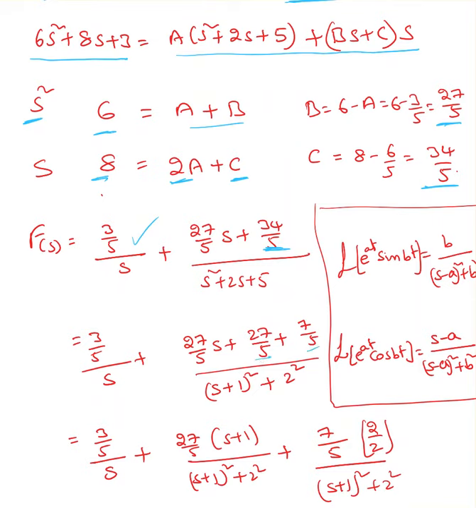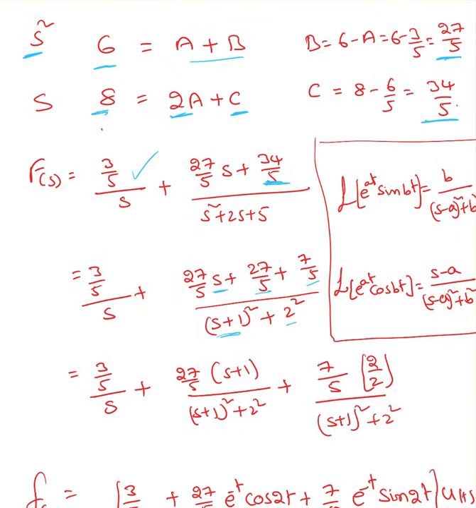Why am I doing that? So that I can take out this 27 by 5 as the coefficient of this s. At the same time, the denominator s square plus 2s plus 5, I can write as (s plus 1) whole square plus 2 square. Now here I separated the terms. I took out 27 by 5, so I'll end up with (s plus 1) over ((s plus 1) square plus 2 square), and here 7 by 5 over ((s plus 1) square plus 2 square).